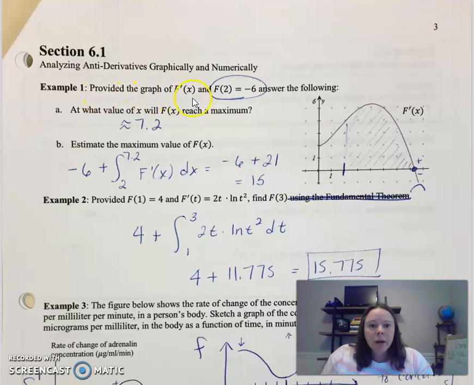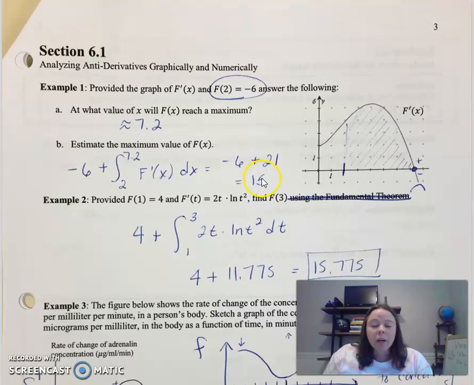Provided the graph of the derivative here, and you're given a point on the original function, f of 2 equals -6, answer the following. Remember, just like in section 5.5, make a mental note: if you have a starting point on the original function, that's going to be very useful. At what value of x will the original function reach a maximum?